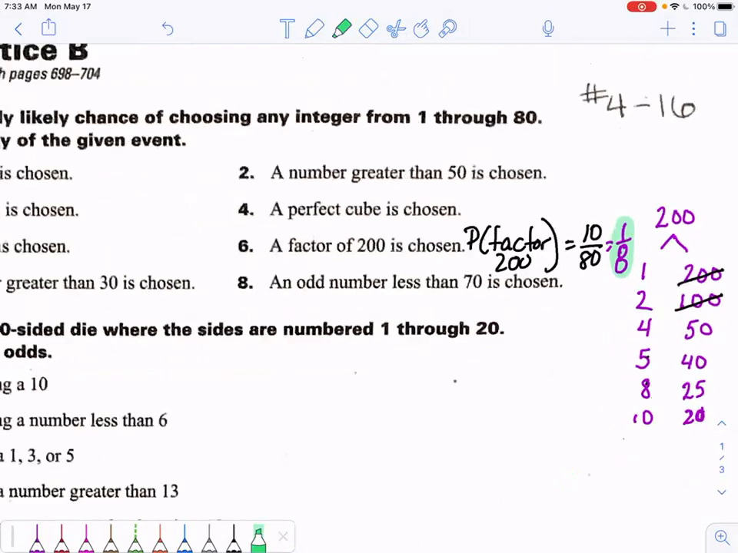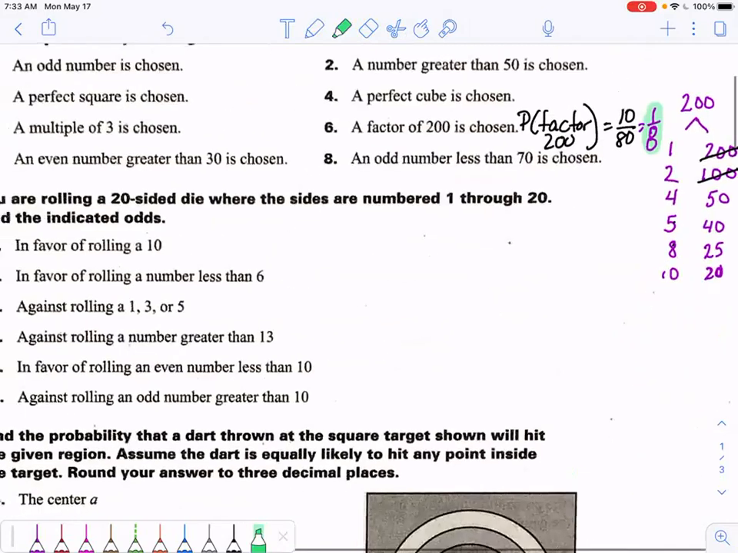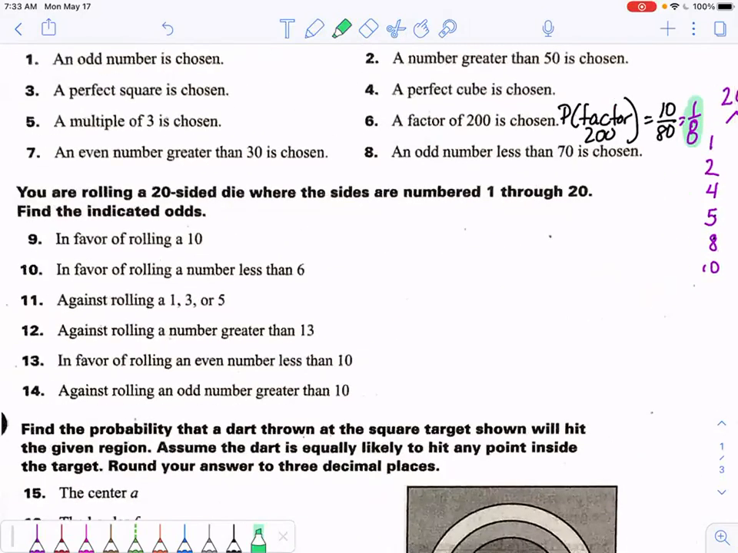So I wanted to do the next one as well in the next group. These are talking about odds though. And now we're just talking about the numbers 1 through 20. So you have a 20-sided die, and on that die there are numbers 1 through 20. And they either say the odds in favor or the odds against.